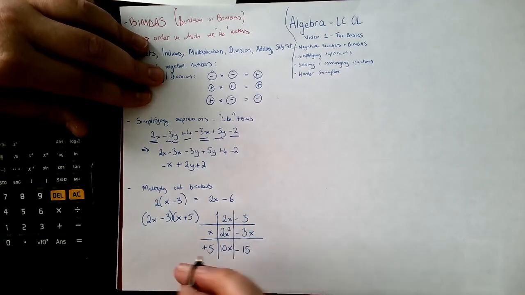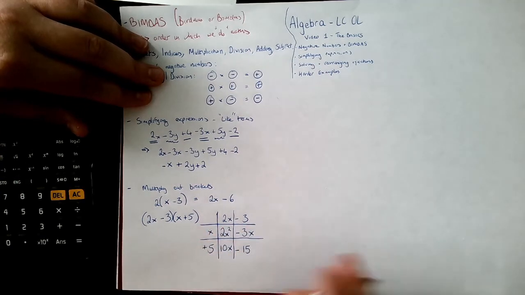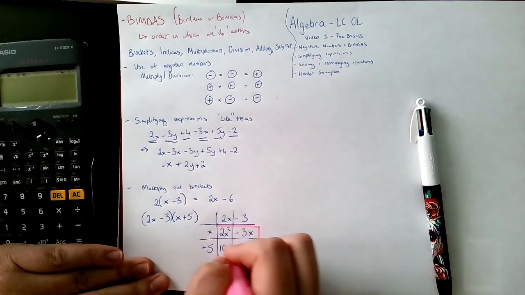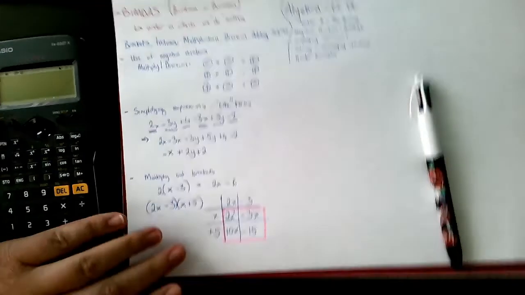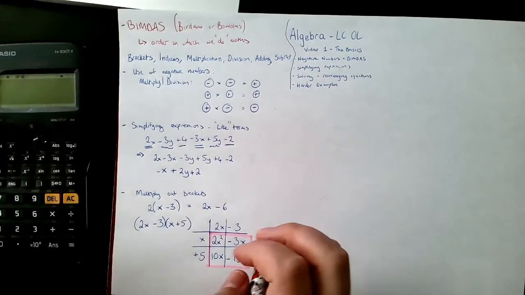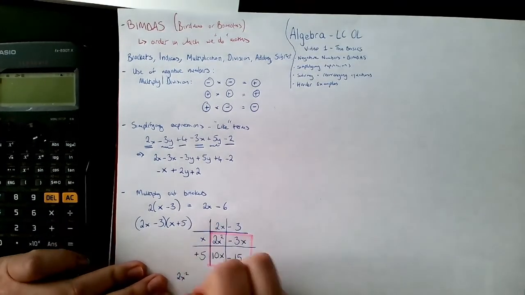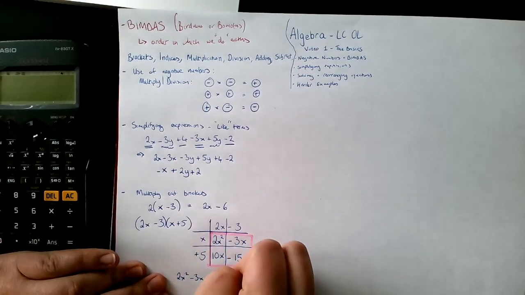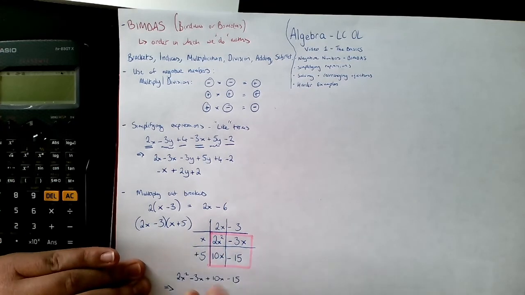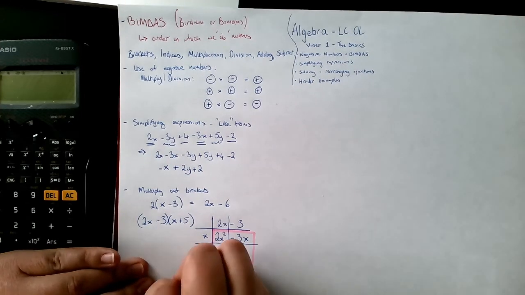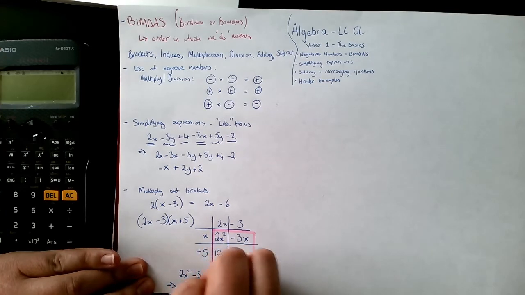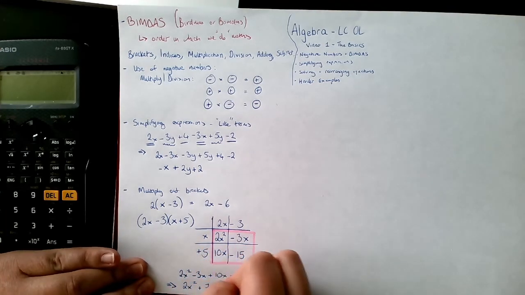So we can just rewrite out what's in the box, and we may need to simplify. So we have 2x squared minus 3x plus 10x minus 15. We can add our like terms, or subtract in this case. We have 2x squared, minus 3 plus 10 is plus 7x, minus 15.